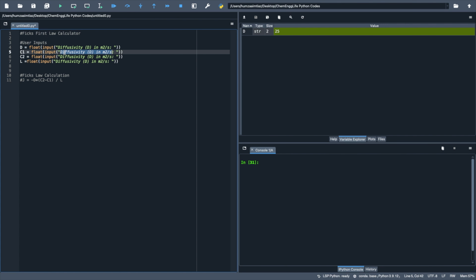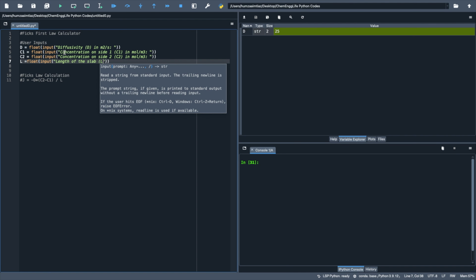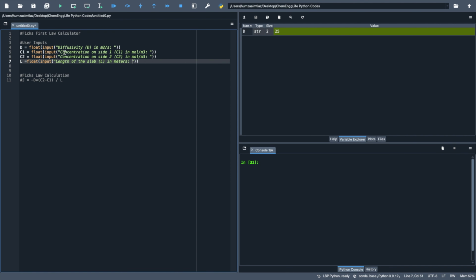Then I'm going to write my concentration on side 1, that is C1, in moles per cubic meter. I can copy and paste this line right there. And that is C2, on side 2. And that would be the length of the slab, L, in meters. There we go. So now once we have all of our variables, we can successfully run our formula.